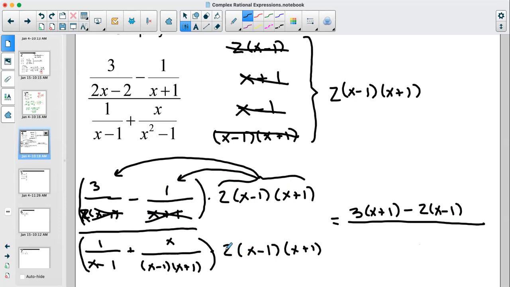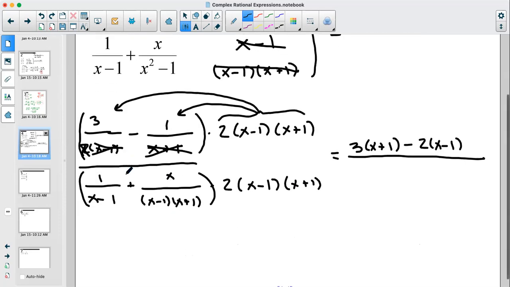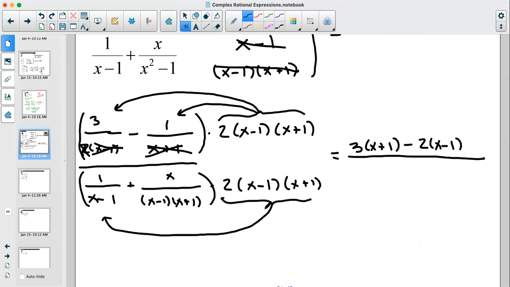Do the same thing down here. Multiply this thing times this fraction, and then this thing times that fraction. So the 2 stays because there's a 2 here, but no 2 on the bottom. The x minus 1 cancels out with that x minus 1, and the x plus 1 has to stay because there's no x plus 1 down here.